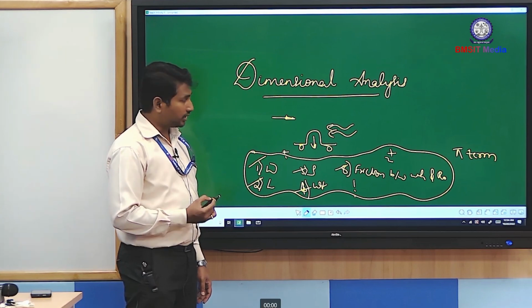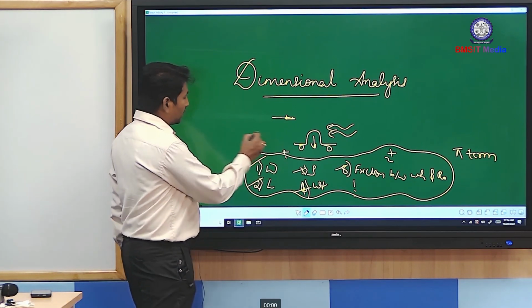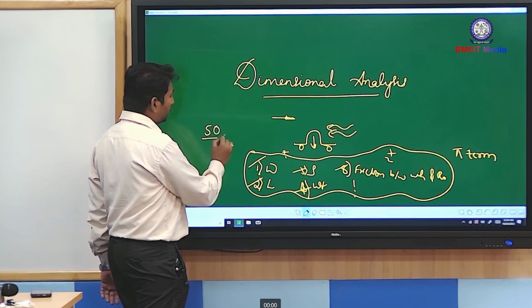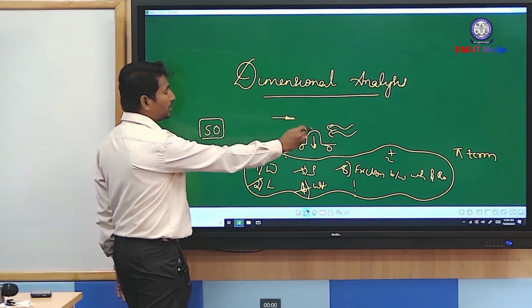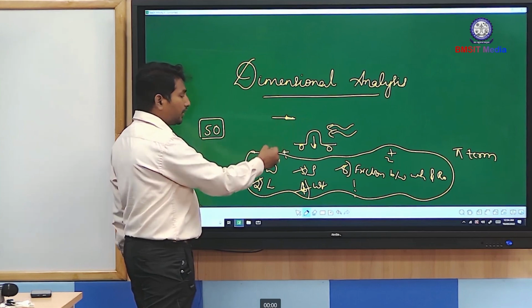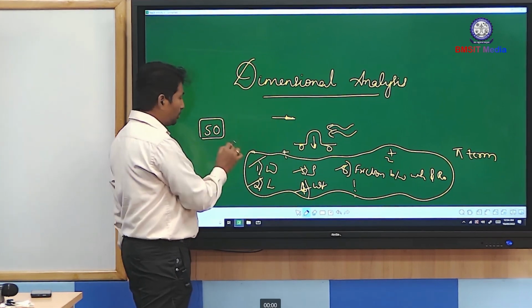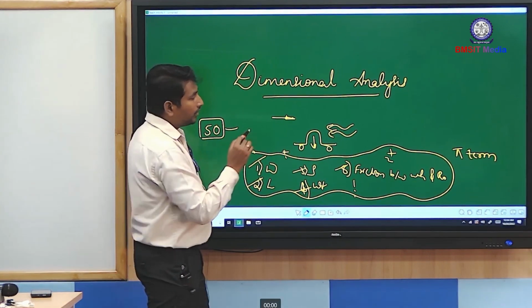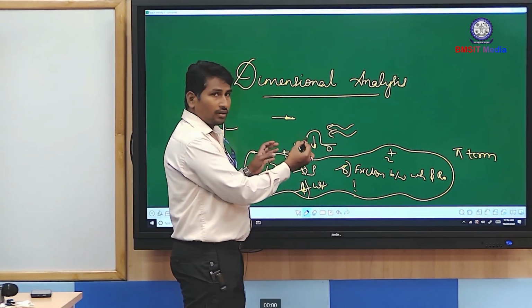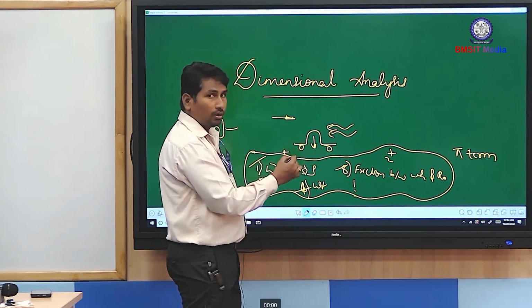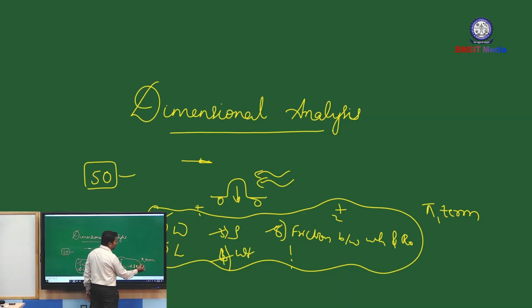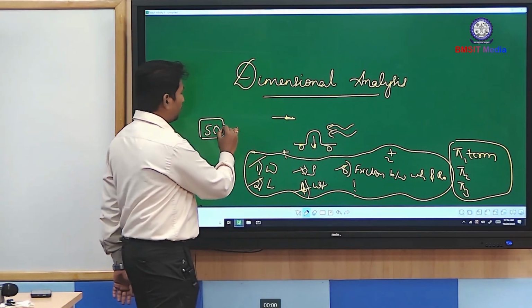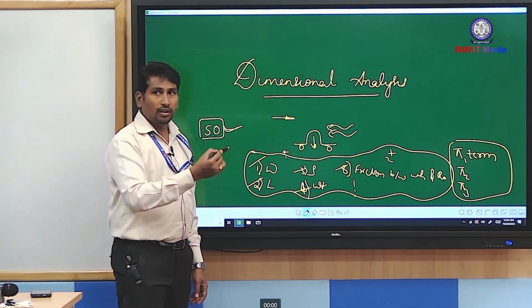What is the advantage of doing such a process? Let us say the number of variables here is 50. It is very difficult to solve the problem, though the problem is very simple: a car is moving from one place to another. If the number of variables involved is huge, like 50 or 100, it is very difficult to solve analytically. So we will group or categorize all the variables into some groups and name them pi 1, pi 2, pi 3, which together will be very much less compared to 50. So it will be easy to solve the problem.